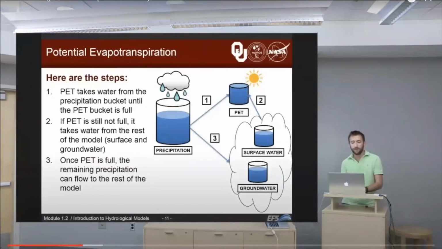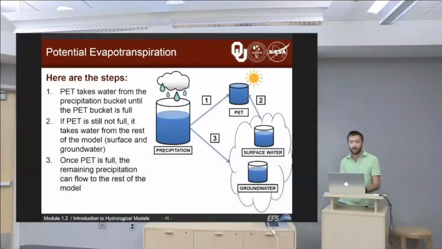takes water from the precipitation bucket until the PET bucket is full. Then it's time for step 2. If the PET bucket is still not full, it takes water from the rest of the model. So that's surface water and groundwater.